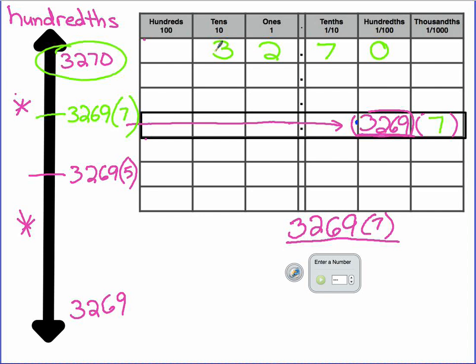Can someone read that number to me? 32 and 70 hundredths, or 3,270, no, 3,269, no. 32 and 7 tenths. Yes, or it could be 32 and 7/10.